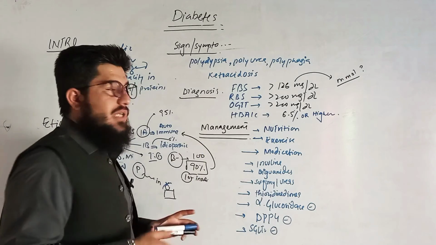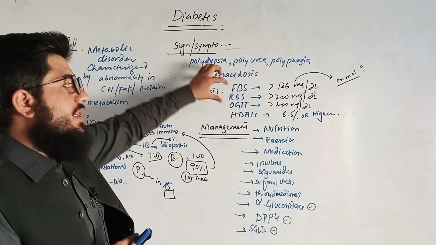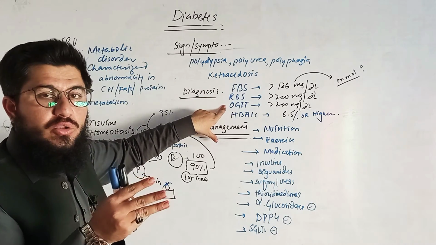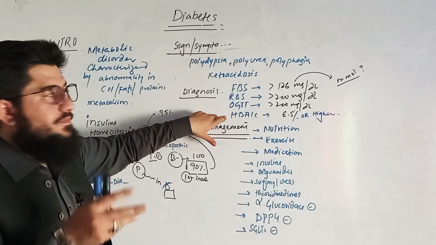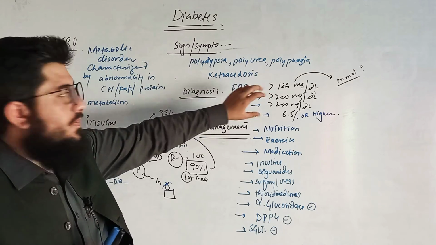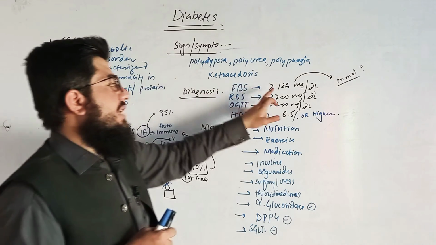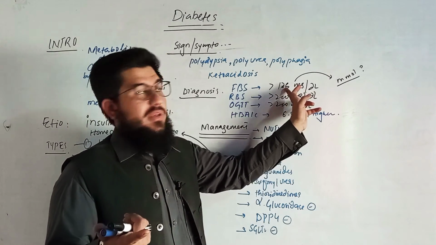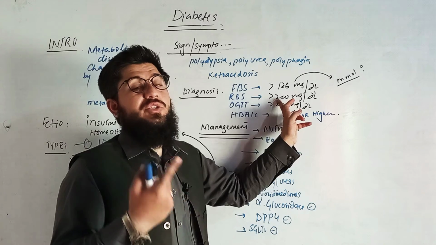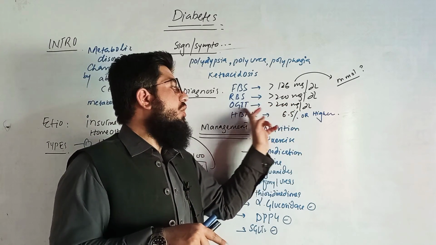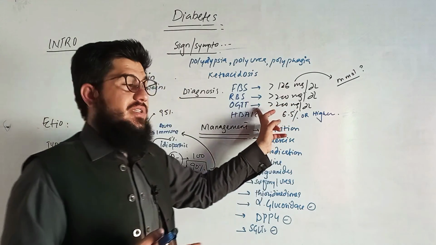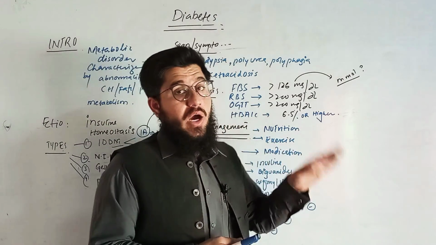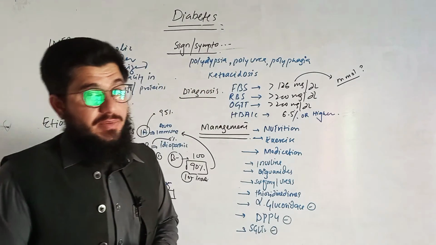And regarding diagnosis, how to diagnose? Very simple. We'll take the blood and check the fasting blood sugar, random blood sugar, oral glucose tolerance test, and HbA1c. And remember these values also. In fasting blood sugar, if the level is more than 126 mg per deciliter, the patient is diabetic. Regarding random blood glucose, if it is more than 200, diabetic. And oral glucose, again, if it is more than 200, diabetic. HbA1c, if the value is 6.5 or higher, the person is diabetic.